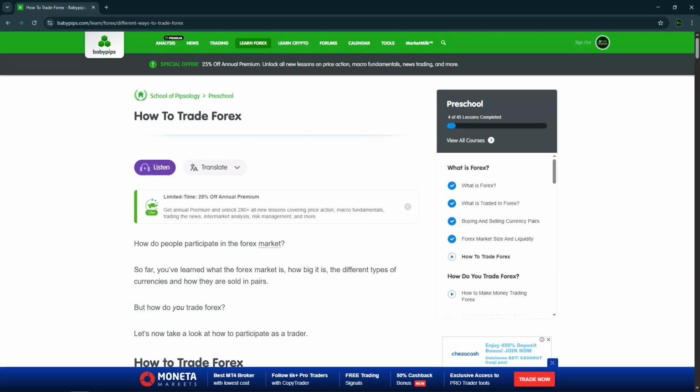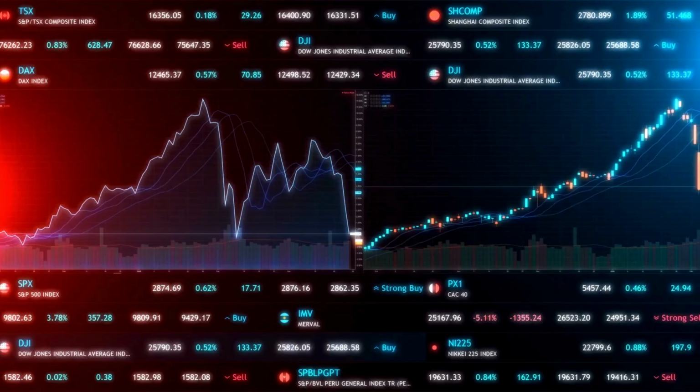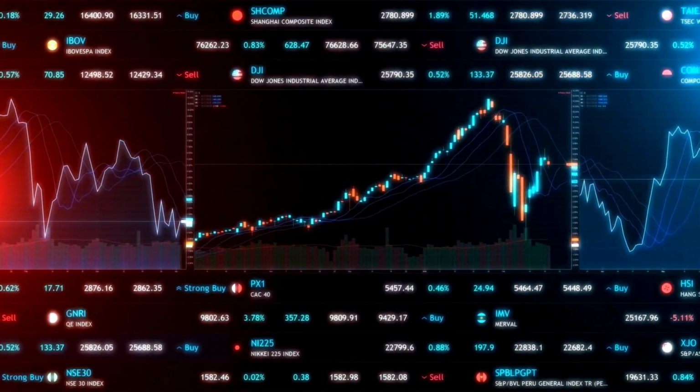So far we have learned what the forex market is, how big it is, and how currencies are traded in pairs. But now the big question is, how do you actually trade forex? If forex has ever felt confusing, you are in the right place.